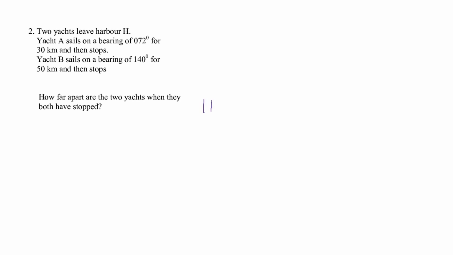Well, let's label this H for harbour, and then let's give it a north line. Okay. So now, first thing we need to do is draw a 72-degree angle here, and then draw a 30-kilometer line through it. So this is 30 kilometers. Actually, let me label this A.